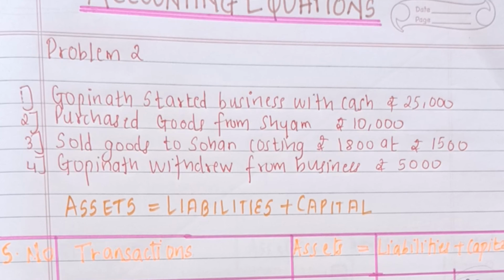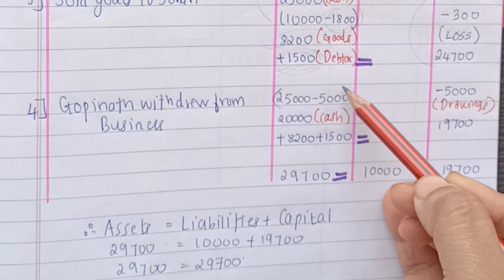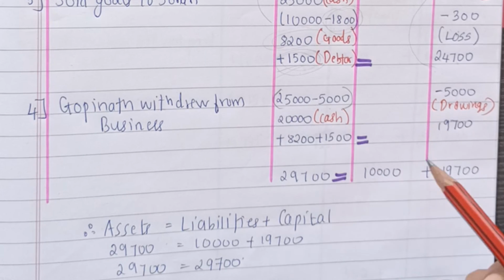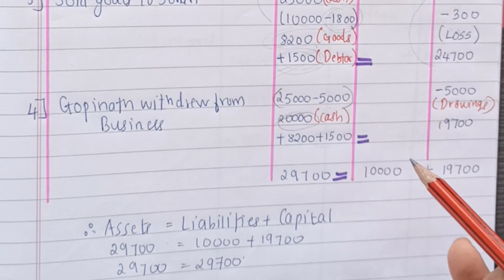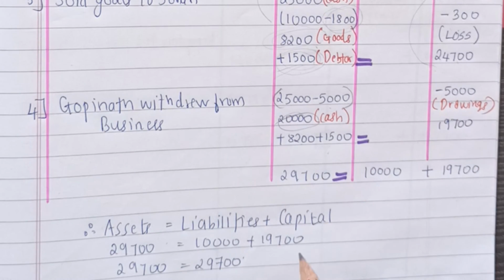Moving on to our fourth transaction, that is Gopinath withdrew from business rupees 5,000. So this is drawings. Whenever you have drawings, you have to remember that drawings will be deducted from the cash balance as well as the capital. Our cash balance was rupees 25,000. So here we have to deduct 25,000 minus 5,000. So your cash comes to rupees 20,000. Plus this goods 8,200 plus debtors, it remains the same.